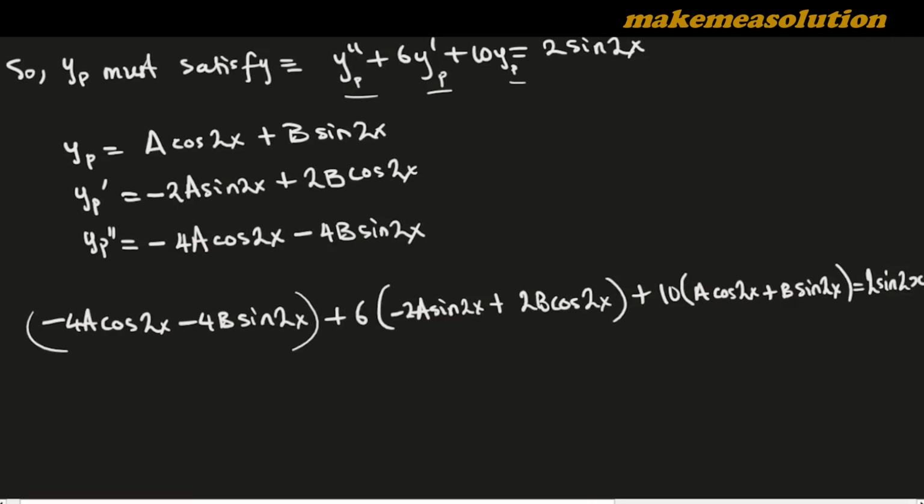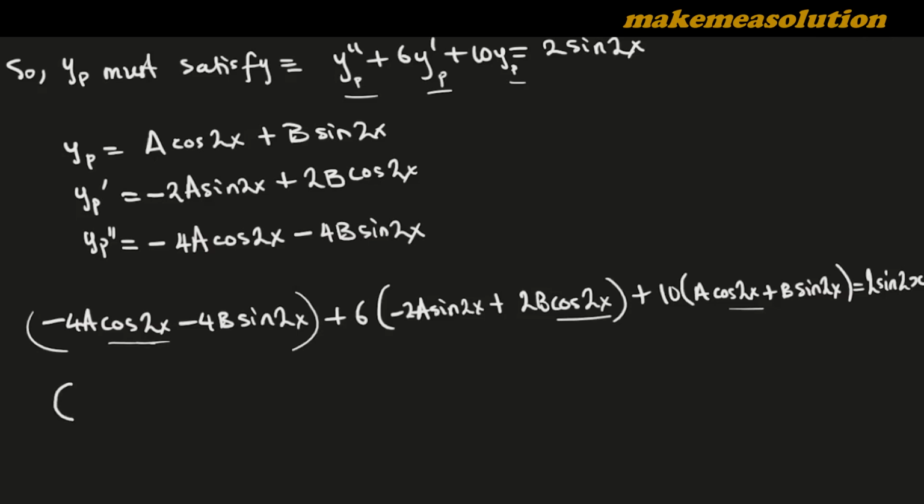Alright, so we are going to collect the like terms. Let me start with terms in cos 2x. I'm going to collect all the terms in cos 2x first of all. Follow me carefully so that you will not have to waste much time expanding this bracket.